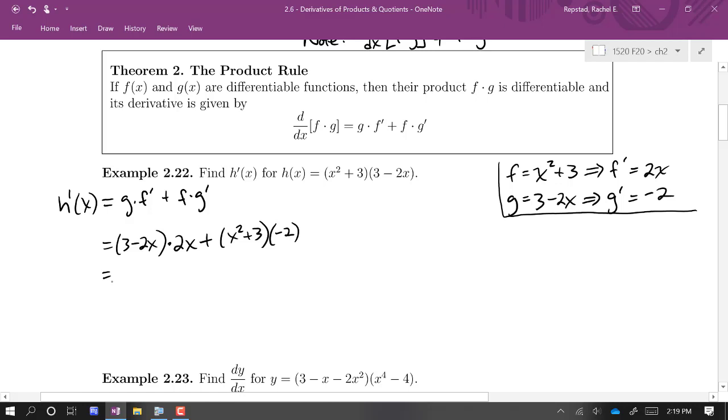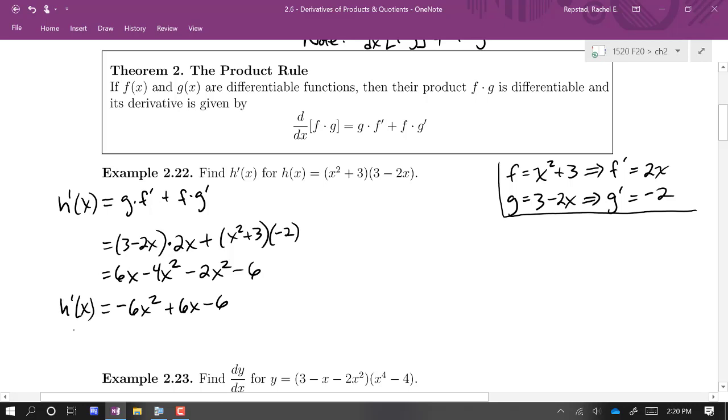Now, what we have written is equal to h prime of x, but it's horribly unsimplified, right? We need to communicate our answer effectively. Let's simplify this. I'm going to expand each of these products. So we get 6x minus 4x squared, and then distributing that negative 2, minus 2x squared, minus 6. Combining like terms, we get negative 6x squared plus 6x minus 6. There's our h prime of x.